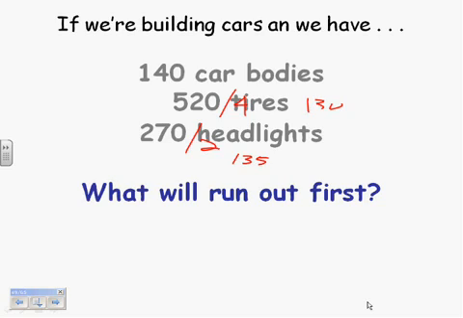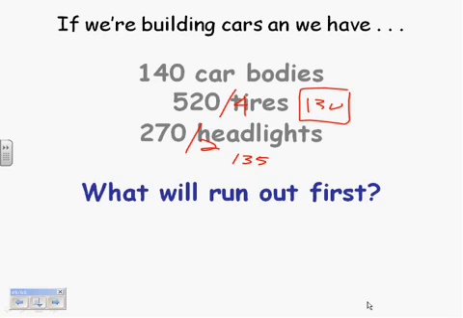So it turns out that I'm only making 130 cars. Now I have 140 car bodies, but it doesn't matter how many car bodies I have. If I'm out of tires or I'm out of headlights, I'm not making any more cars. So we're going to make 130 more cars before we run out. The tires in this case are what we call in chemistry the limiting reactant. They run out, and since you can't make cars without tires, you can't make cars.